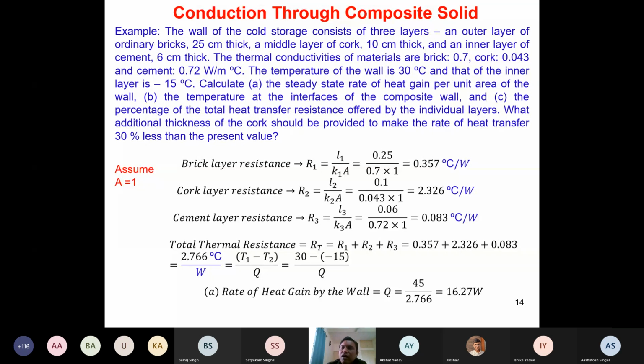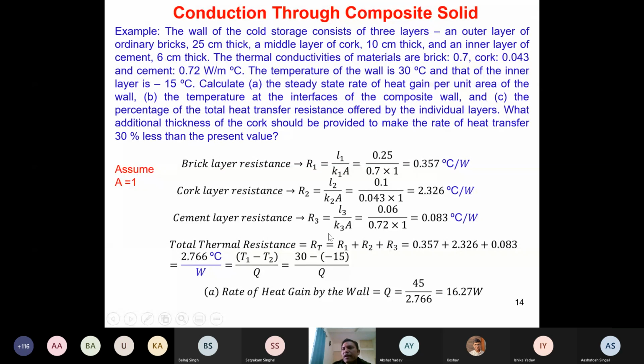Similarly, the resistance offered by the cement layer is given as R3, and again R3 is obtained as L3 divided by K3A. Here the thickness of the cement layer is 0.06 divided by the thermal conductivity of the cement layer, which is 0.72 into area 1, and that becomes 0.083 degree centigrade per watt. So these are the resistances offered by the individual layers.